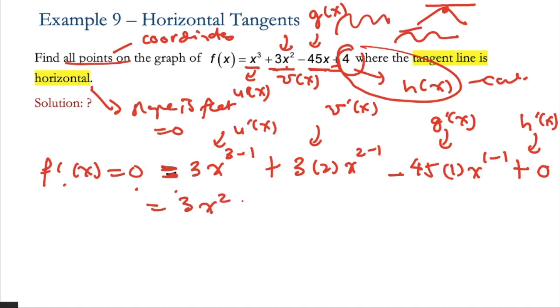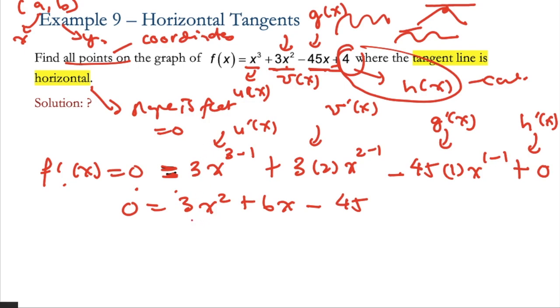So it becomes 3x squared plus 6x, minus 45. X to the power of 1 minus 1 becomes x to the power of 0, which is equivalent to 1. So I don't have to write 1 here. I just write minus 45. And then plus 0, I don't have to write 0 here. Okay, you got me? And then don't forget to set it equal to 0. Remember the question here, find all points. Find all points means we need to get coordinates. Coordinates here you have a and b. This one is x, this one is y. Obviously you can find x first, then once you find x, you can find y.